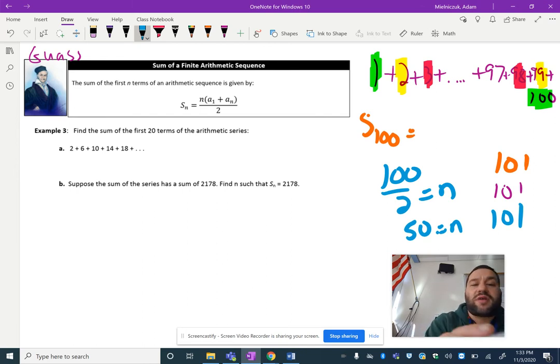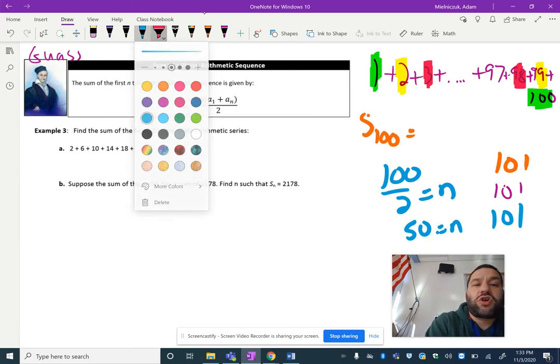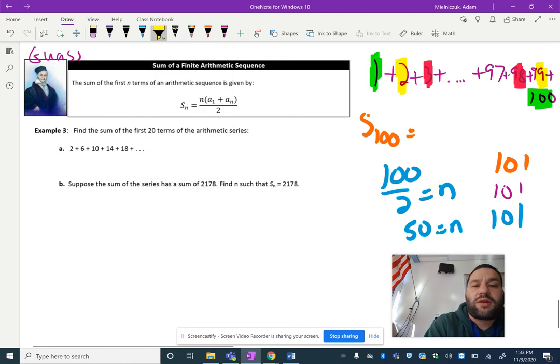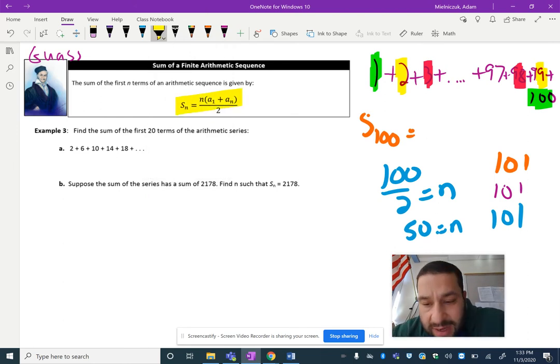So the sum of the first n terms of an arithmetic sequence is given by: the sum of n terms equals n times your first term plus your last, over 2. Very important formula. So let's use it. It says find the sum of the first 20 terms of the arithmetic sequence 2 plus 6 plus 10 plus 14 plus 18 and so on.